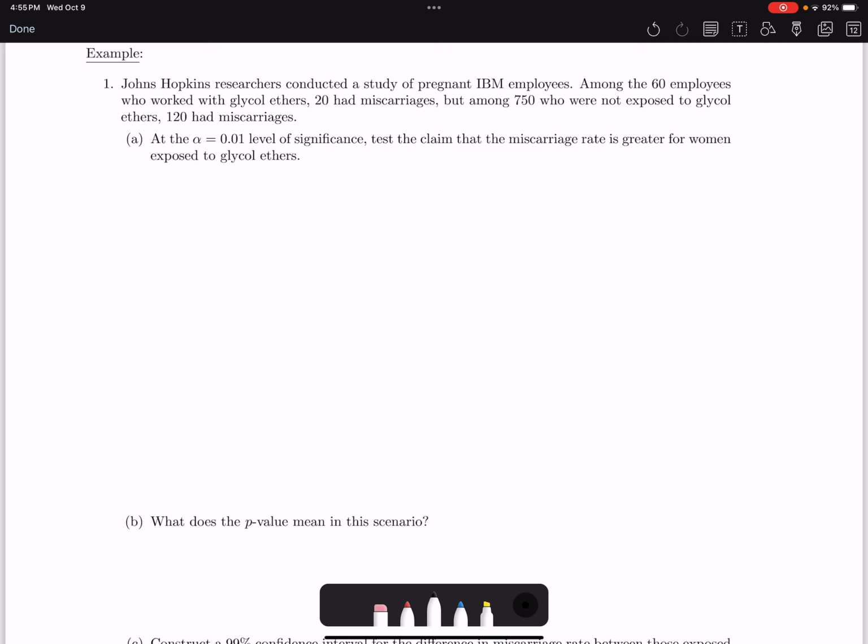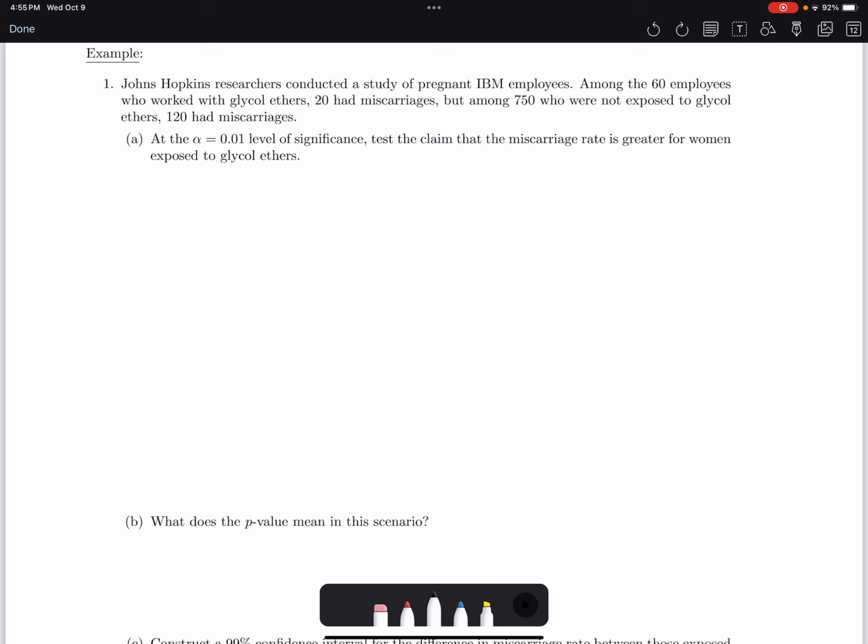Okay, so you could look up what glycol ethers are. I'm not even sure if I'm saying that right, to be honest with you, but I do know that glycol ethers are found in certain cleaning supplies and in certain cosmetic supplies and things like that. So, among 60 employees who were exposed to these things, 20 had miscarriages, which seems like a pretty high miscarriage rate to me.